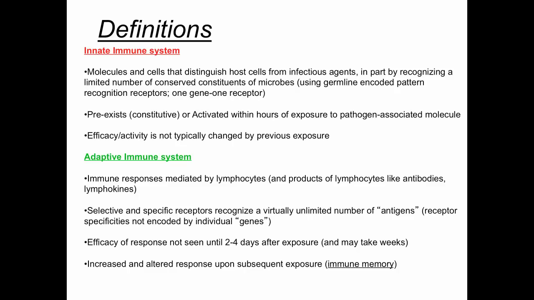Okay. So just to define again the innate immune system and the adaptive immune system: you can think of the innate immune system as a collection of molecules and cells that distinguish host cells from infectious agents, largely by recognizing a relatively limited number of conserved patterns expressed by microbes. The receptors these cells use are germline-encoded, what are called pattern recognition receptors, and there are not a lot of them. They recognize broad patterns that are commonly expressed on microbes. I'll talk more about some of these patterns and pattern recognition receptors in a few minutes.